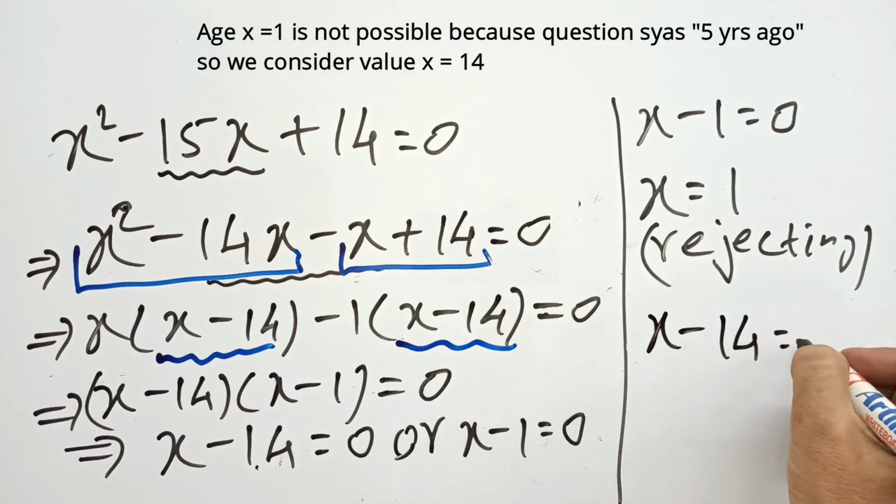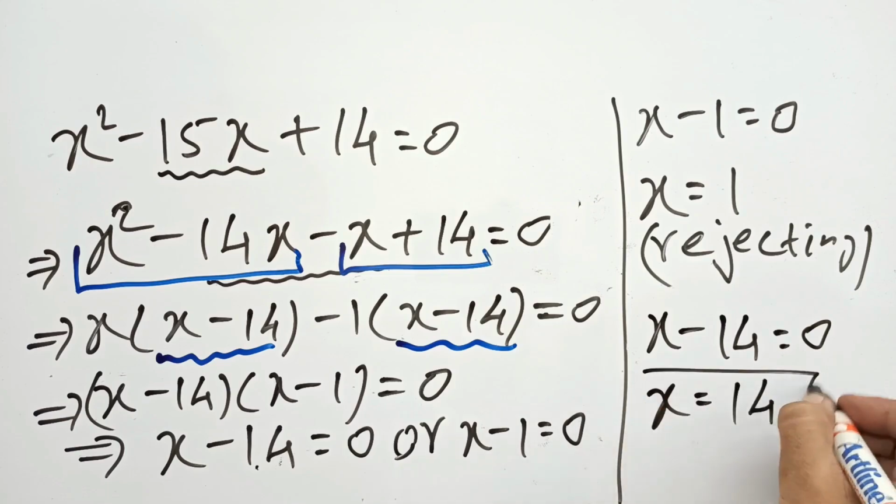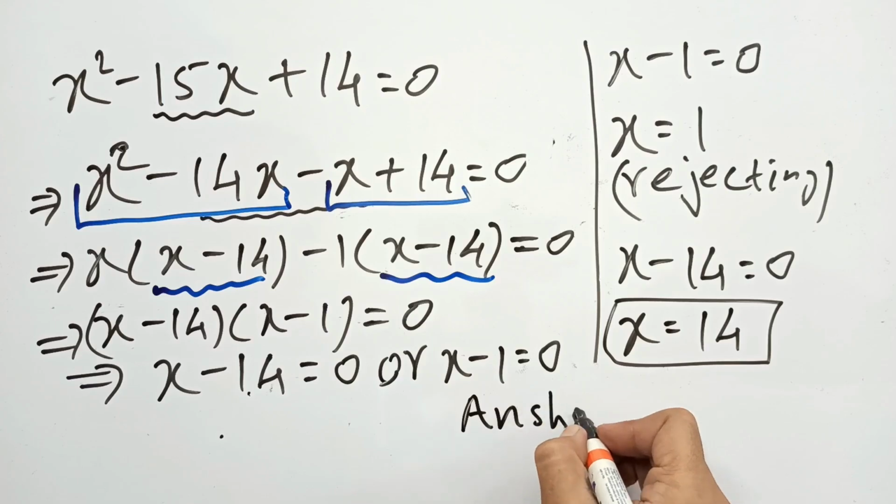So we will consider x minus 14 is equal to 0, means x is equal to 14. So Anshul's present age would be 14 years.